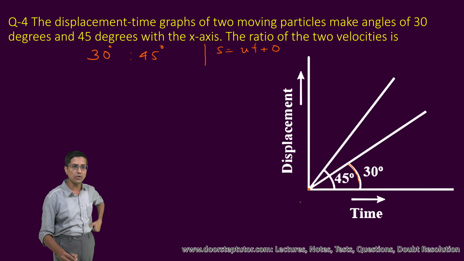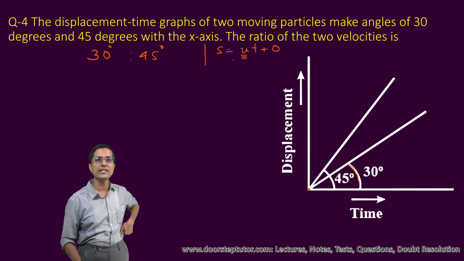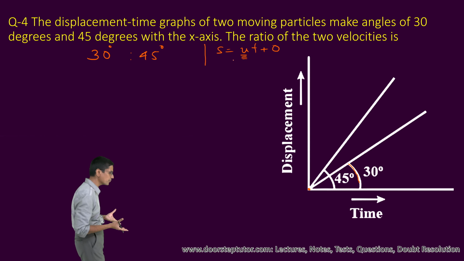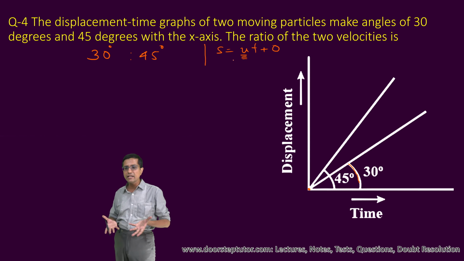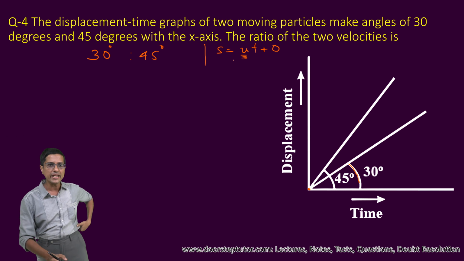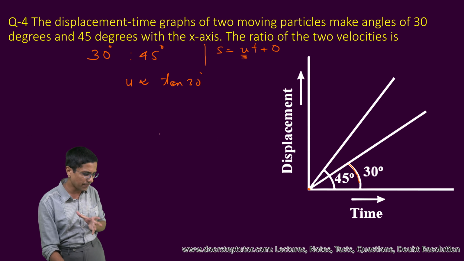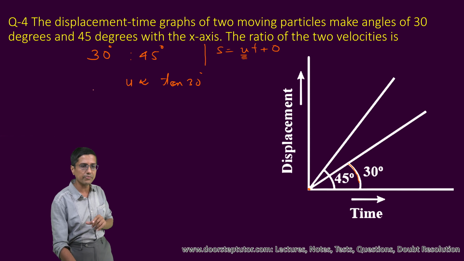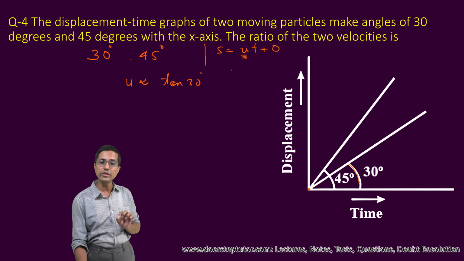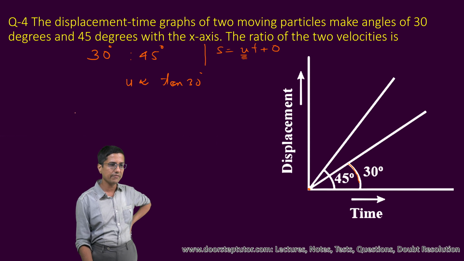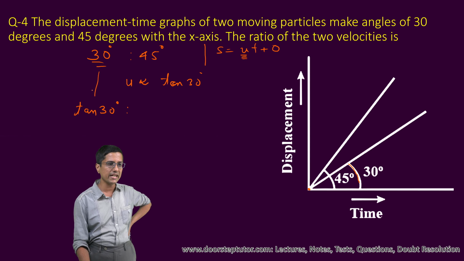Now in this equation we know that the velocity u actually appears as the slope of the curve. Of course this is very understood also, because the velocity is the slope of the displacement time curve. So our velocity u is proportional to tan of 30 degrees. Very simple. I'm not writing something complicated here, because it is proportional to the slope. Now the ratio that we required, the velocity in the first case to the second case, would be tan 30 is to tan 45.